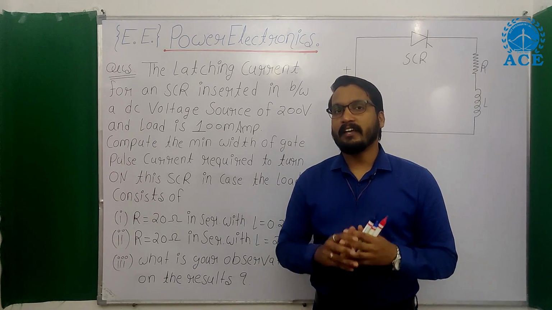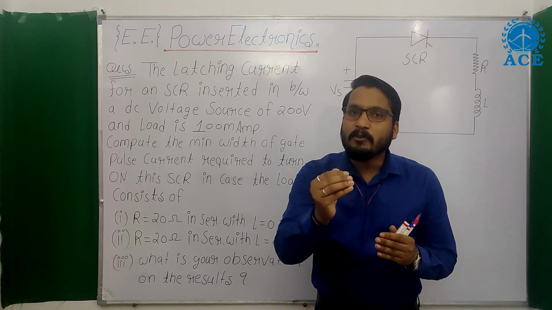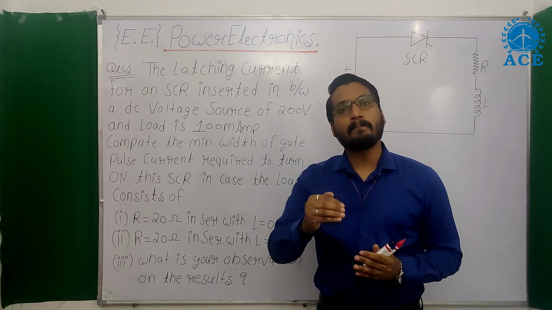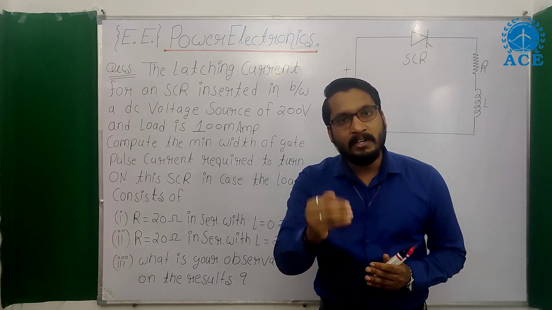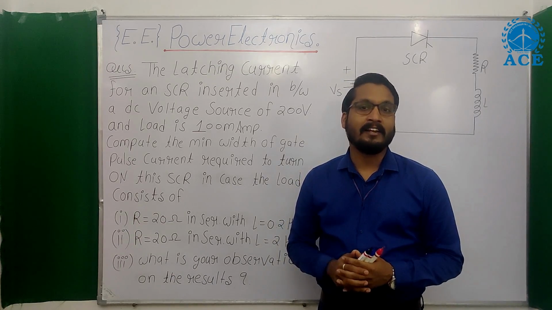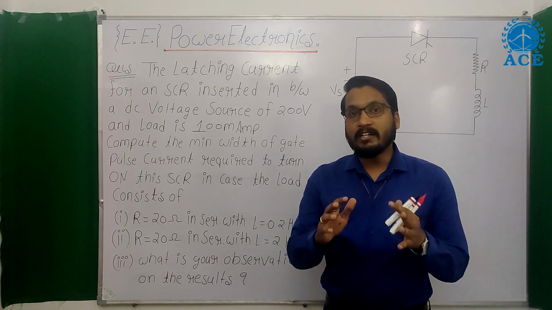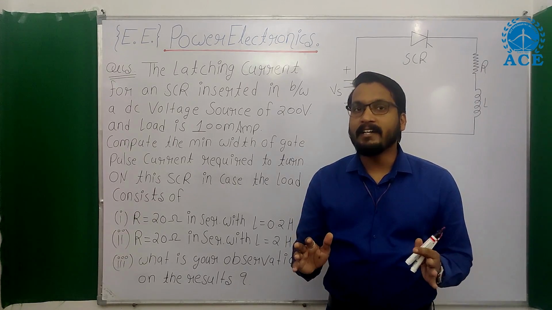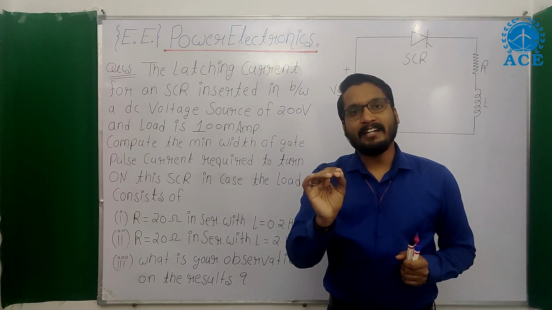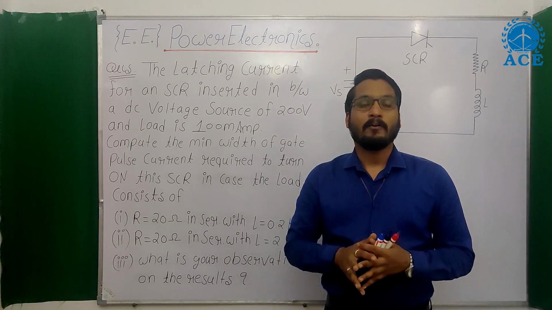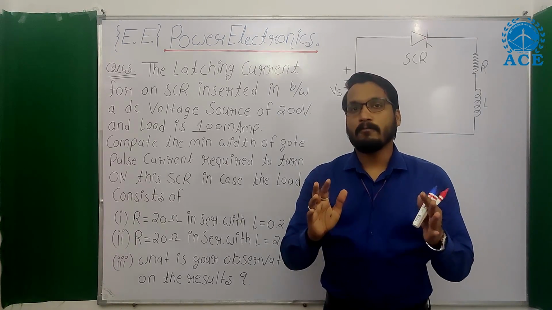Latching current is the magnitude of anode current up to which we must maintain the gate signal in order to turn on the SCR successfully. So it will help us find out the minimum gate pulse width required for the successful turn on of the SCR.